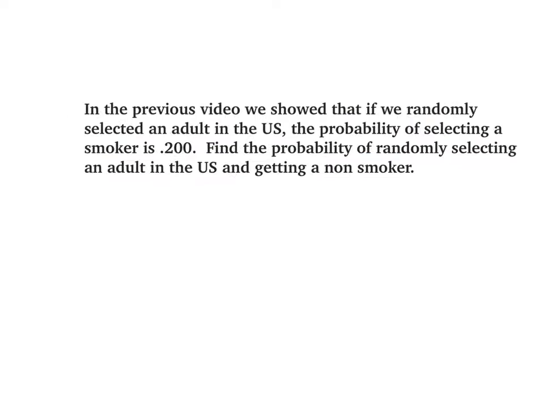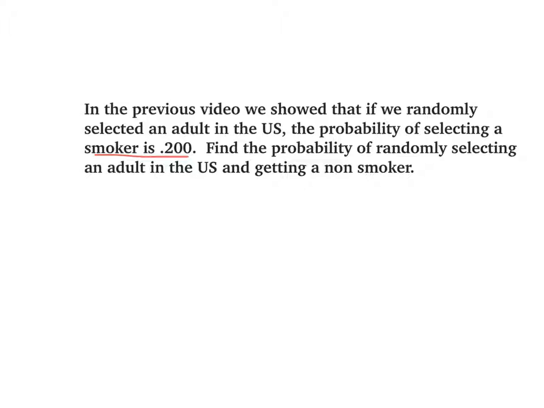Let me show you one. In the previous video, yesterday, we showed that if we randomly select an adult in the US, the probability of selecting a smoker is 0.200. Find the probability of randomly selecting an adult in the US and getting a non-smoker, which would be the complement, which is the other people not included in being a smoker.